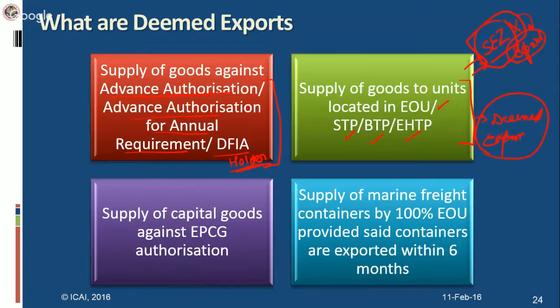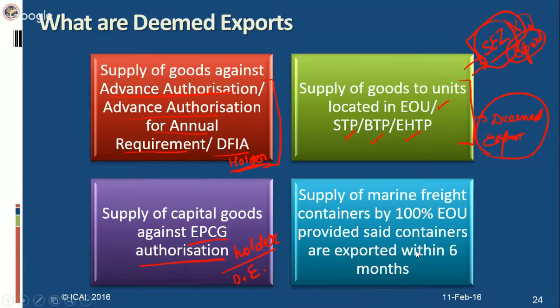Similarly, if a domestic manufacturer is supplying any capital goods to a person who has an EPCG authorization, so if any capital goods are supplied to an EPCG authorization holder, then that will be considered as deemed exports. Last is supply of marine freight containers by 100% EOU, provided said containers are exported within 6 months.